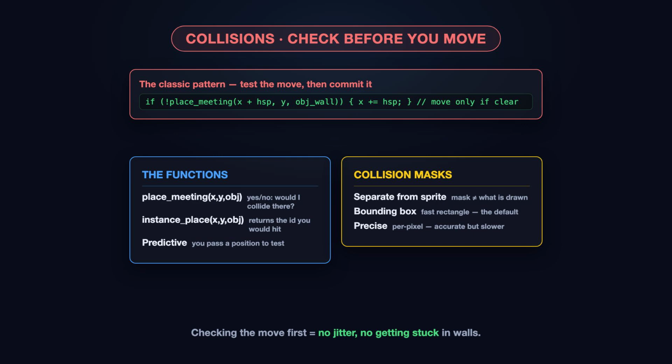There is also instance_place, which is like place_meeting but returns the actual ID of the instance you hit, so you can then do something to it, damage that specific enemy, for example. Finally, collision masks. The mask is the shape GameMaker uses to test overlaps, and it is separate from the sprite. You can give an instance a smaller or different mask than what is drawn. And you choose precise per pixel collision, which is accurate but slower, or a bounding box mask, which is a fast rectangle. Most games use bounding boxes and only reach for precise when they truly need it.